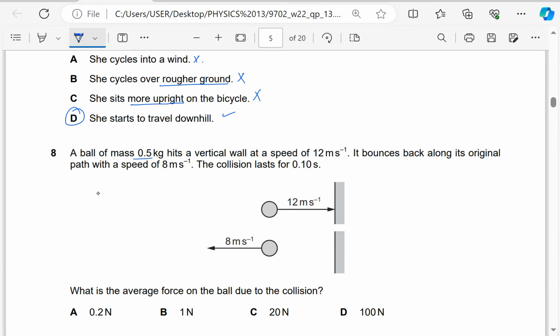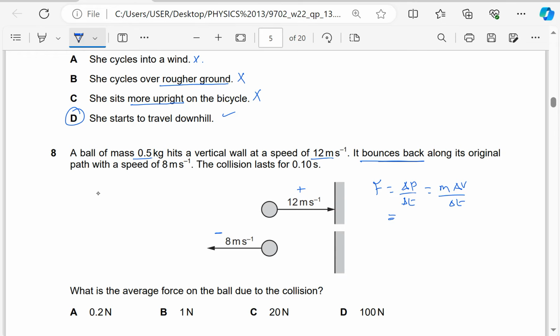A ball of mass 0.5 kilograms hits a vertical wall at a speed of 12 meters per second and bounces. That means if this is positive velocity, the other one is negative velocity, because it is in the opposite direction. What is the average force on the ball due to the collision? So, of course, the average force is going to be equal to the rate of change of momentum. So this is going to be the change in momentum. Remember, this is m times change in velocity divided by the time.